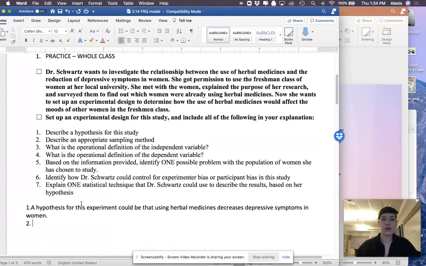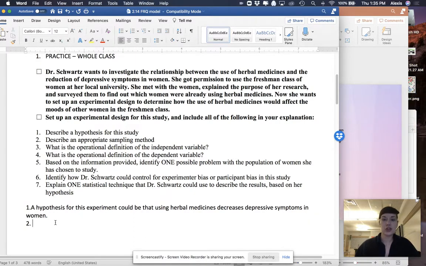And I know that she surveyed women to find out which ones were already using herbal medicines. Well, I don't know if she'd want to use them because she doesn't have a before, like she doesn't know what it's like when they're not using them. So I'm going to say she would just use the women who were not already using herbal medicines.